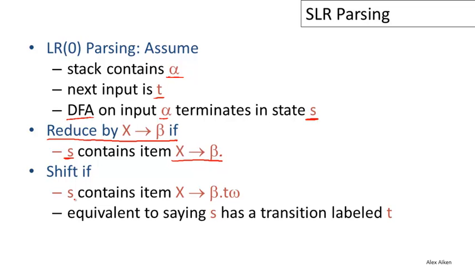The other possible move is a shift. If we wind up in a state where x goes to beta dot t and then some other stuff is a valid item, what does that say? That says that it would be okay at this point to add a t to the stack, and if t is our input, then we should do a shift move.